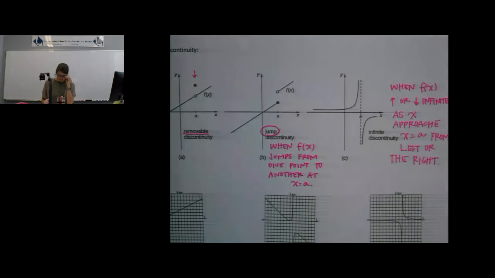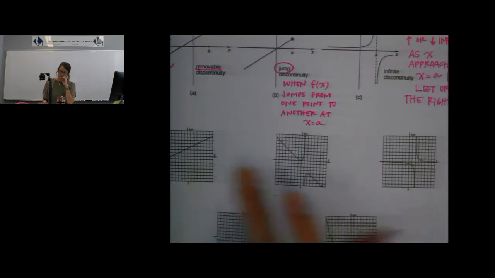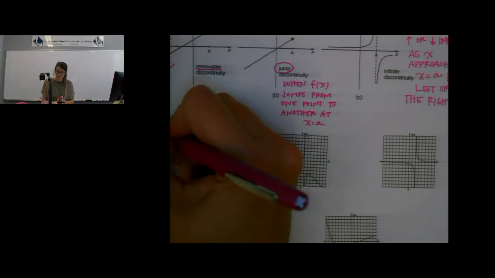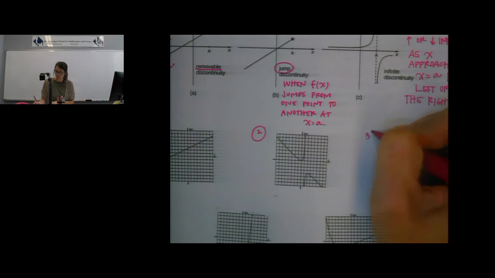Okay, so let's look at these examples and determine if they are continuous or if they are discontinuous. And if they're discontinuous, label them. So I want you to try to do these for me. Continuous just means there is no break or hole in the graph.